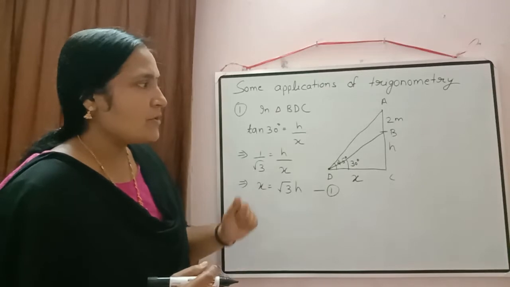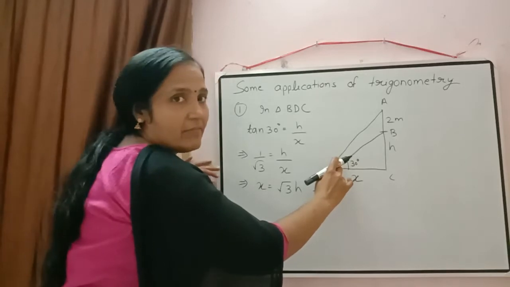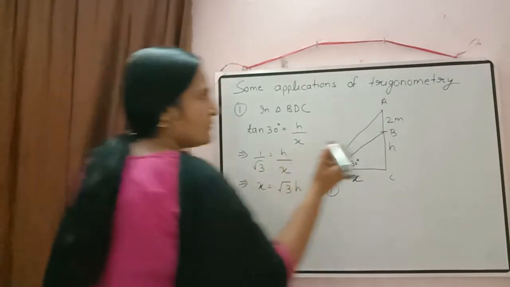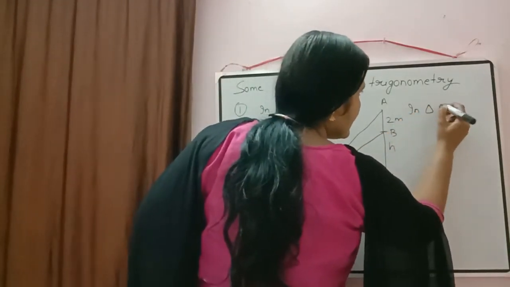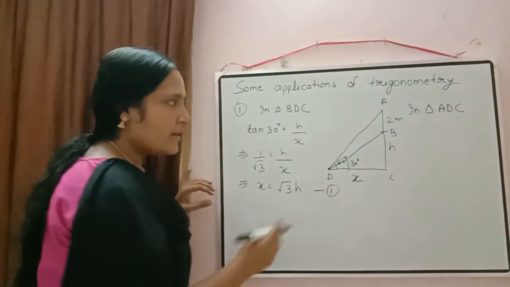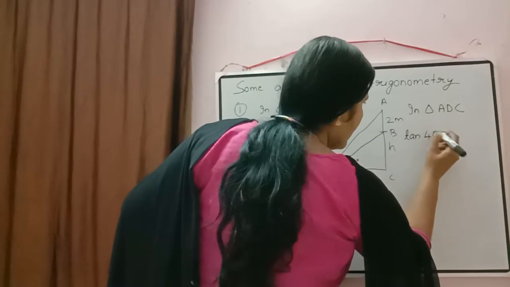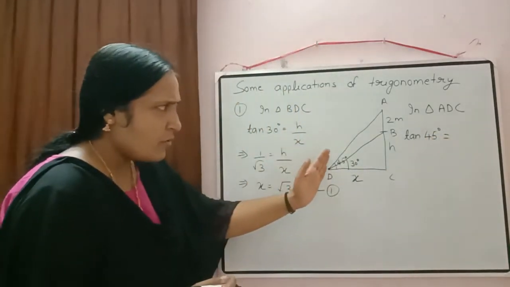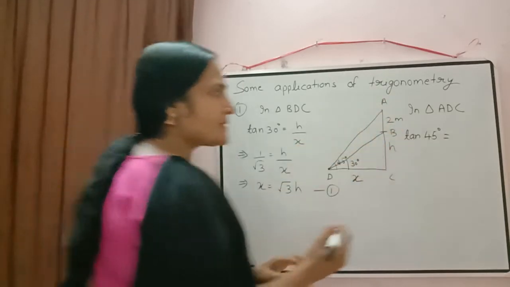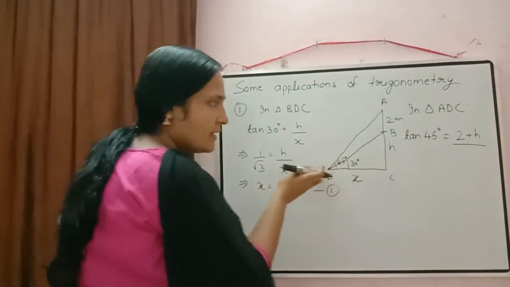Now we are going to take the next triangle. This is the total angle 45 degree which we have, so our triangle will be triangle ADC. In triangle ADC, the angle is 45 degree. Tan 45 degree is equal to the opposite side. This is the total height which we have there, that is 2 plus h, by the base given, that is x.